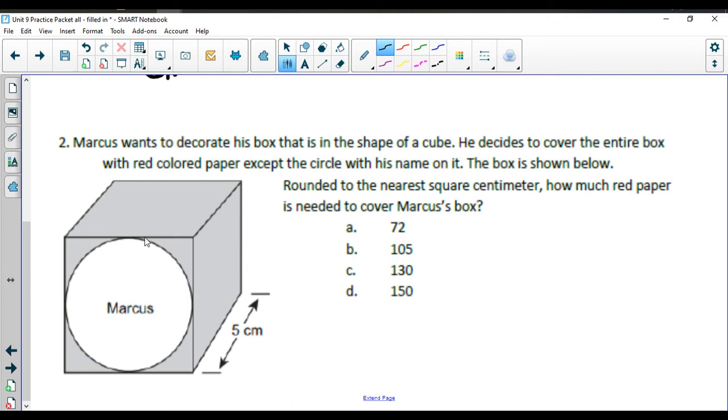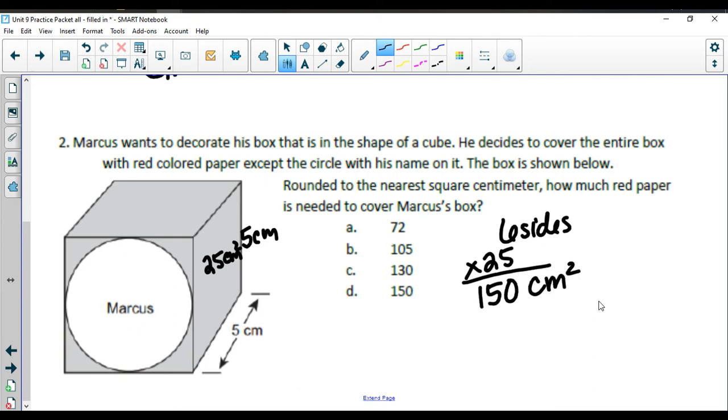So if we're going to go ahead and figure out this whole entire box, it is a cube. So each of these sides is actually a square, and it's 5 by 5 centimeters. So each side is 25 square centimeters. There are 6 sides on a cube. And at 25 square centimeters each, 6 times 25 gives you a total of 150 square centimeters.